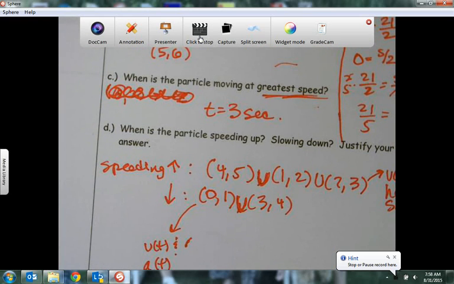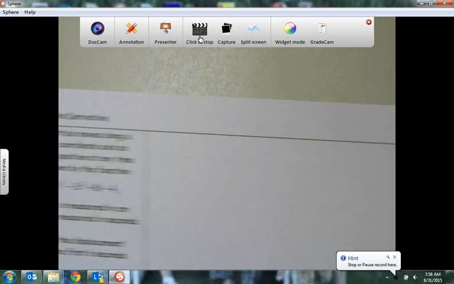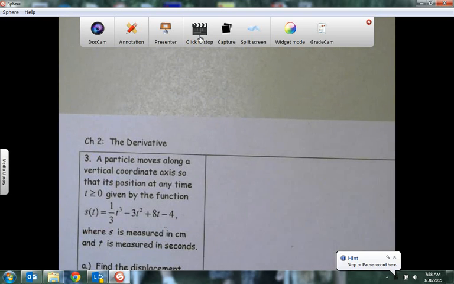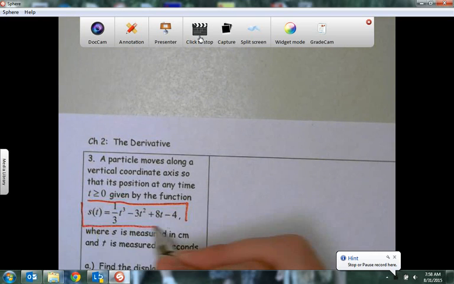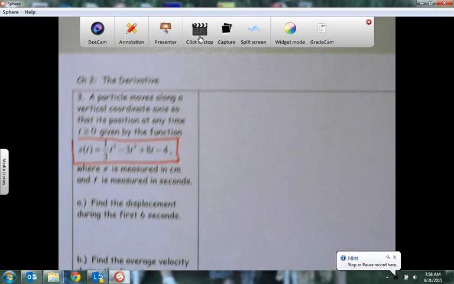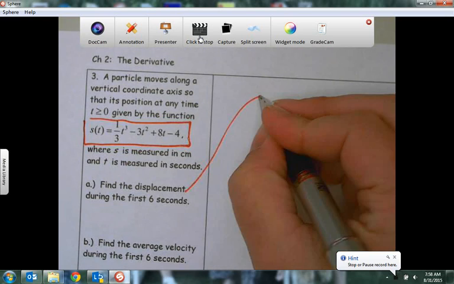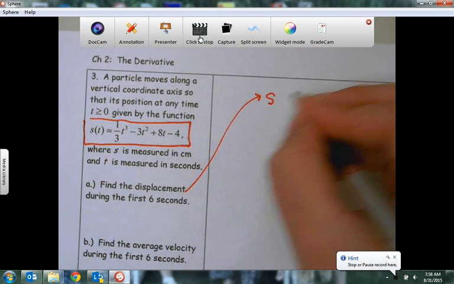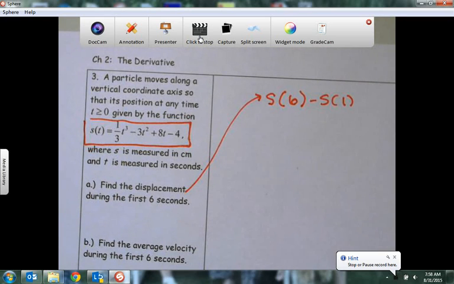Okay, last page. A particle moves along a vertical coordinate axis so that its position is given by this function. Find the displacement during the first 6 seconds. So the displacement is just going to be s of 6 minus s of 0. What's that change that has occurred? That's the displacement. So I'm going to find s of 6.